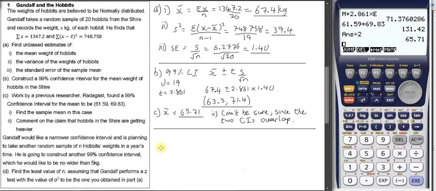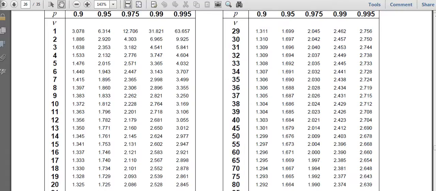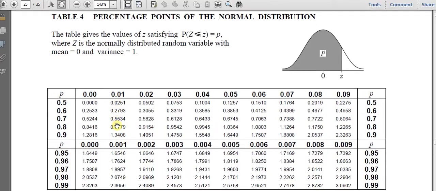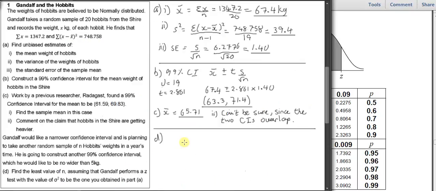So we need to know what n needs to be. Well, we can work out what the z value is going to be, so I'm just going to go back to the tables, and I'm on page 26. If I just flick back one page to page 25 where the z values are, we can look up the 99.5 value. It's down here, 99.5, and it's 2.5758. So z equals 2.5758.